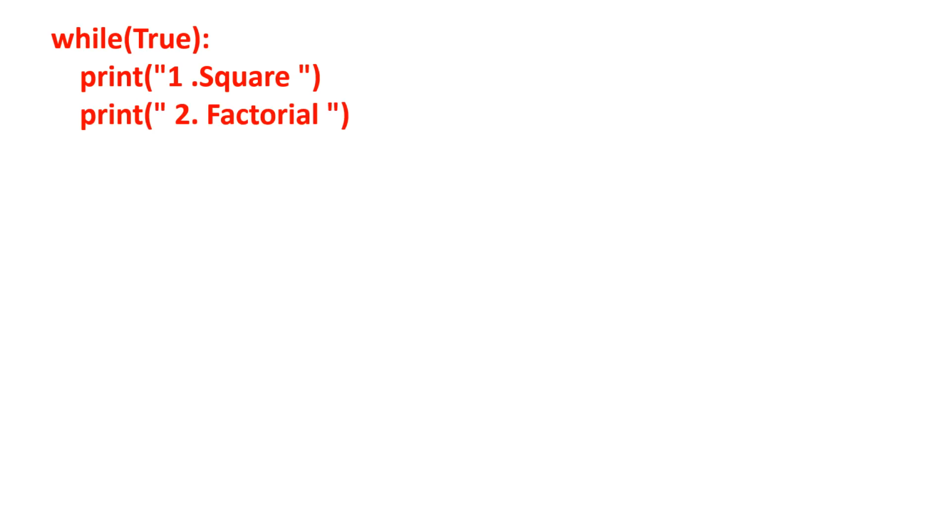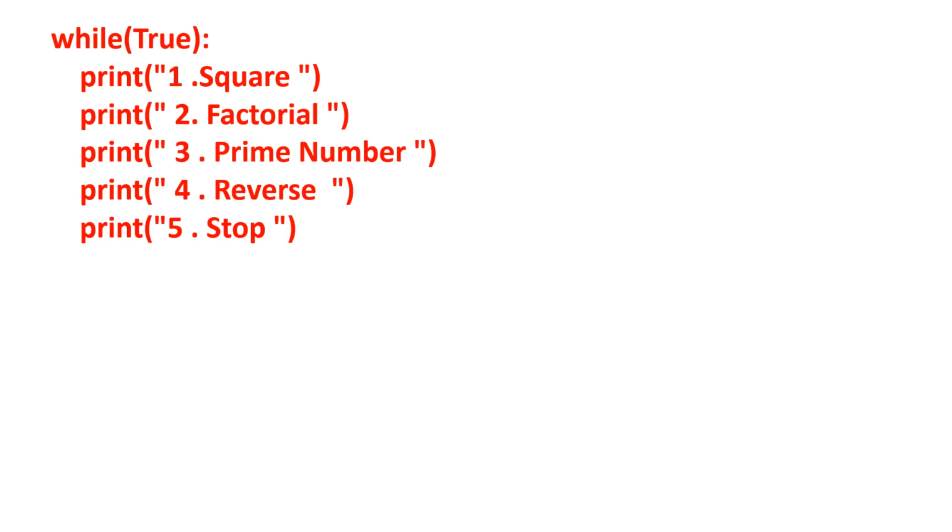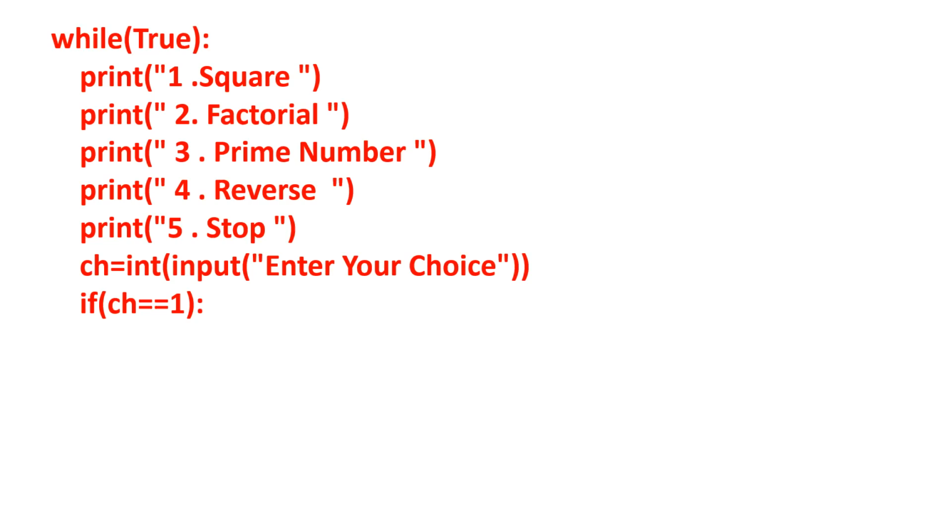So we complete this program. While True, we are using here an infinite loop, and we know an infinite loop will keep on running its statements. We are printing here 1 square, 2 factorial, 3 prime number, 4 reverse and 5 stop, and here we are getting an entry, enter choice. To stop the infinite loop, we have to write a stopping condition also.